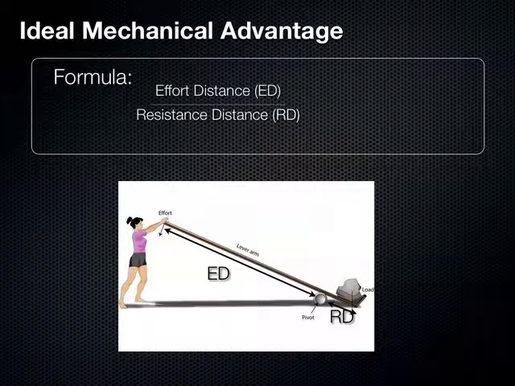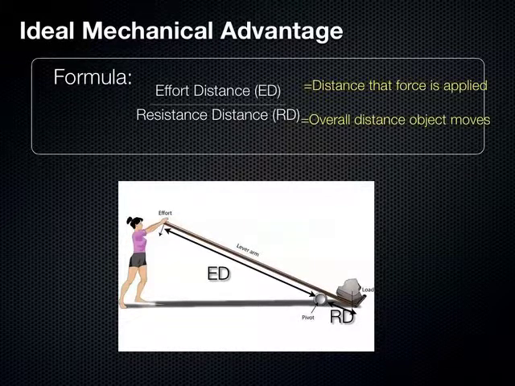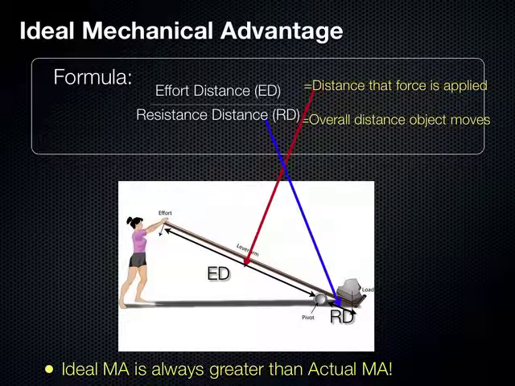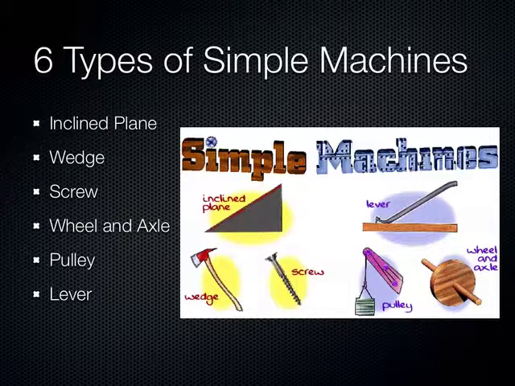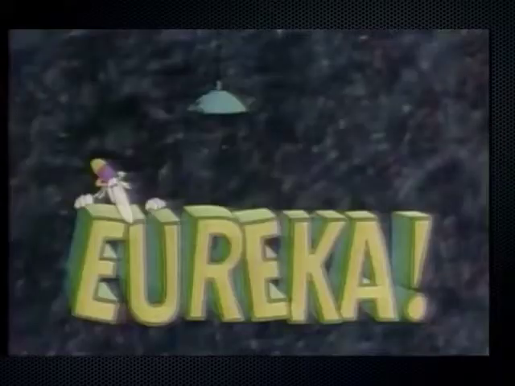All right, in terms of simple machines, we kind of list six, but some of them are versions of the others. We're going to talk about inclined plane, wedge, screw, wheel and axle, pulley, and lever. Let's watch this quick video here, and then we'll start to talk about at least one of the simple machines.